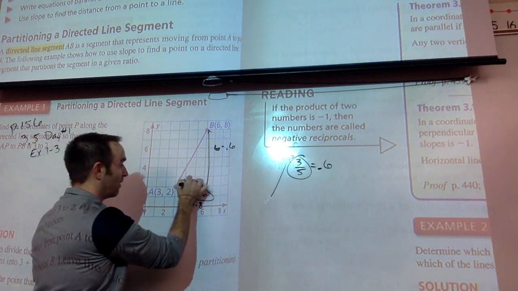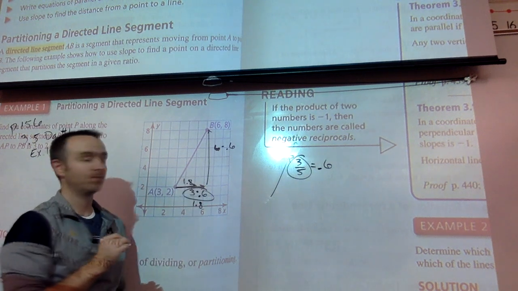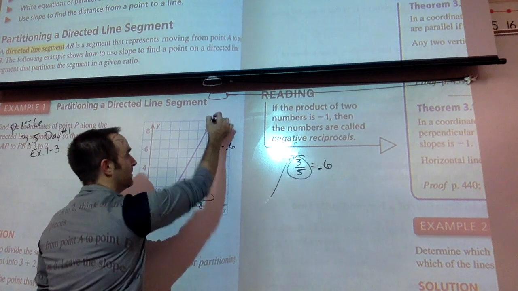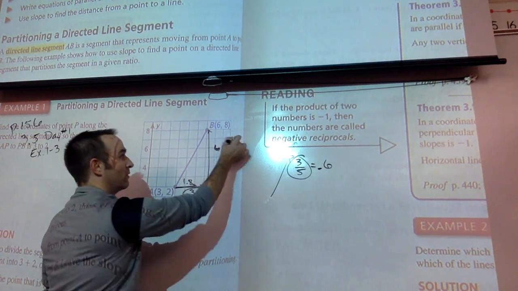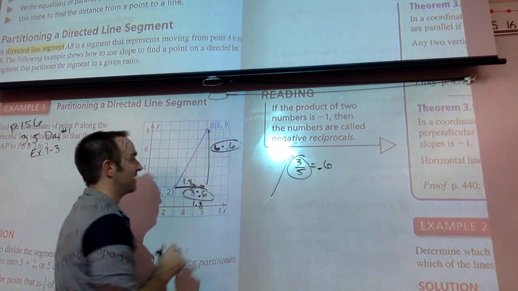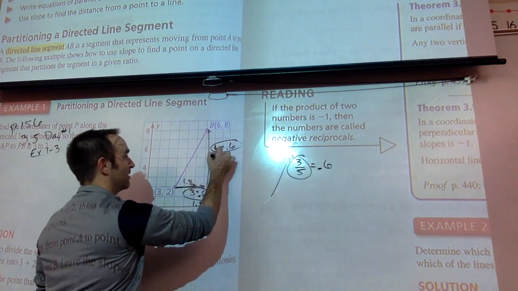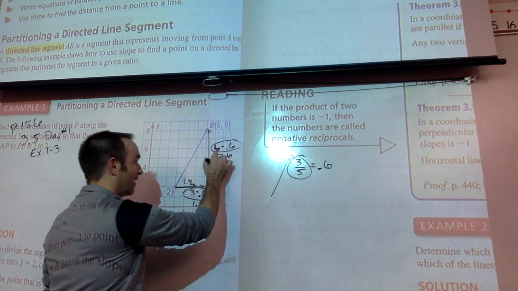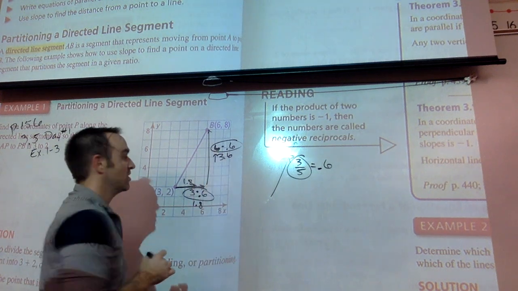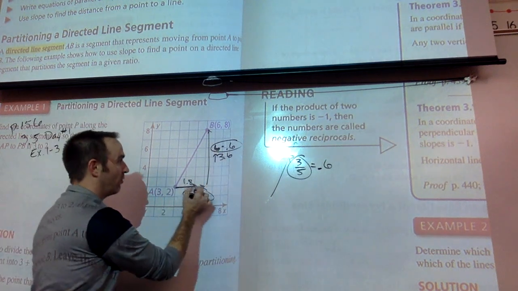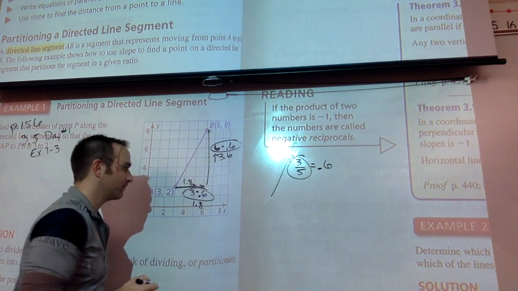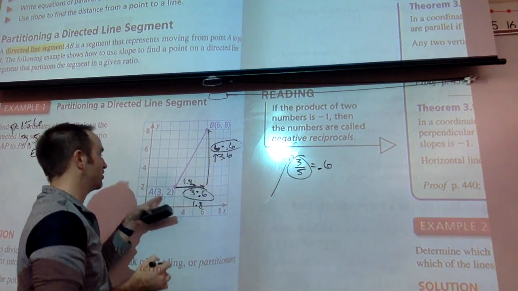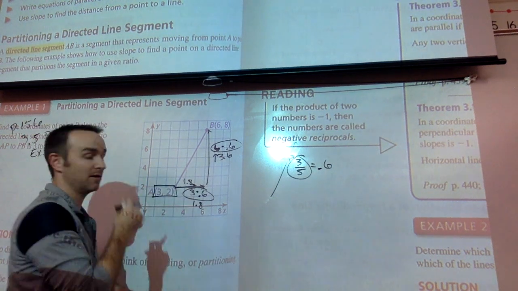I'm only going over 1.8 there. Instead of going up 6, I only want 3/5 of that, so I'm going up 3.6. That's 6 times 0.6. So I know I'm going to go over 1.8 and go up 3.6. But that's from the original, from point A here.